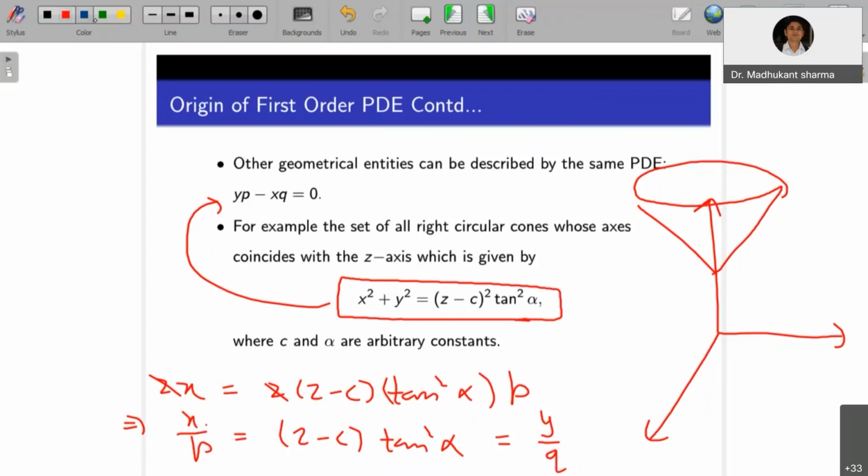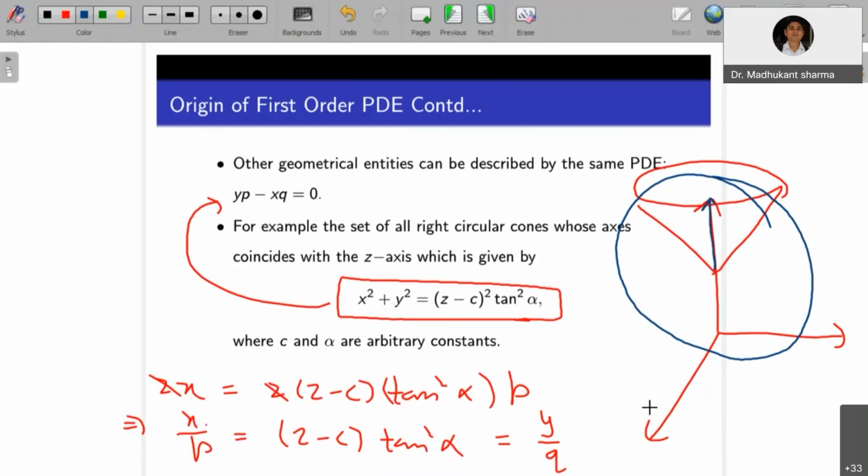Now, what was the previous family? It was the sphere centered at (0, 0, c). So what is the common thing between them? It is a type of revolution about the z-axis. The z-axis is the axis of revolution. This is the common thing, and this is why this happened.